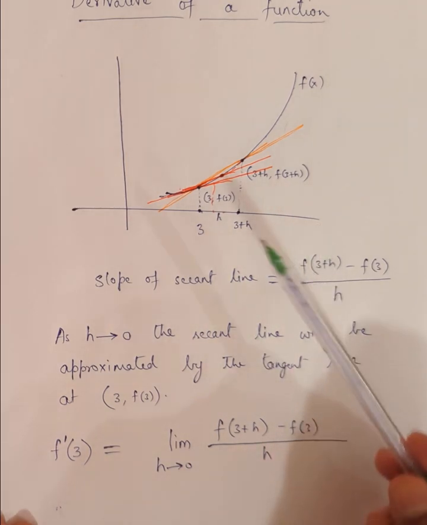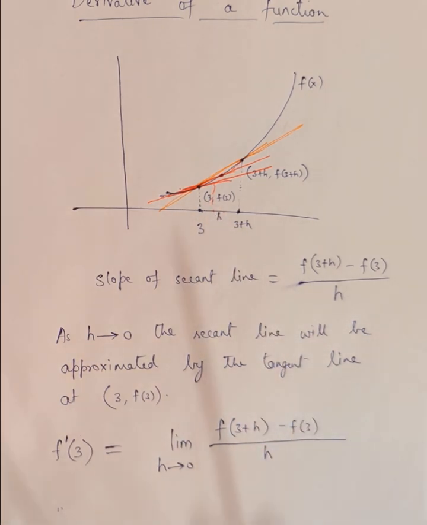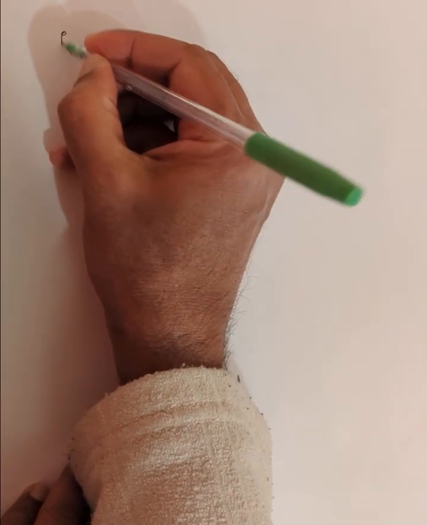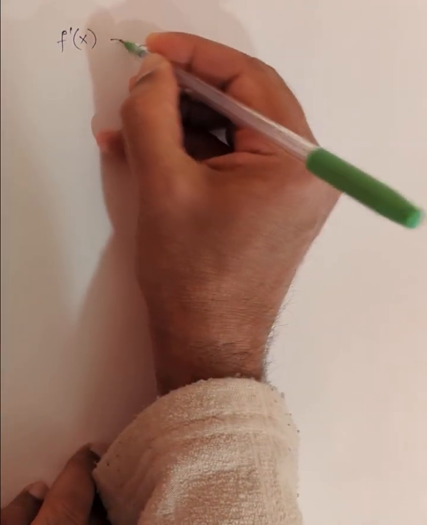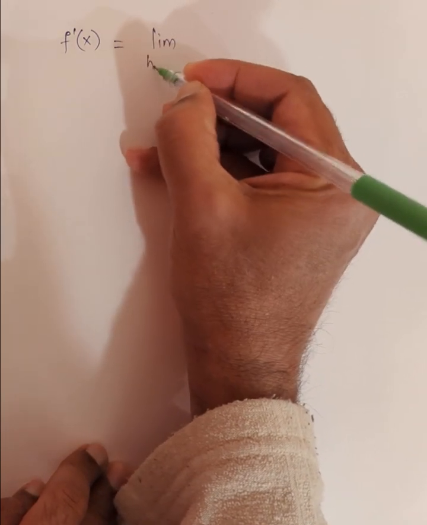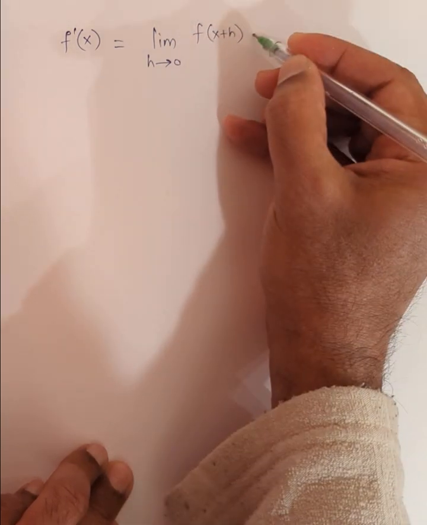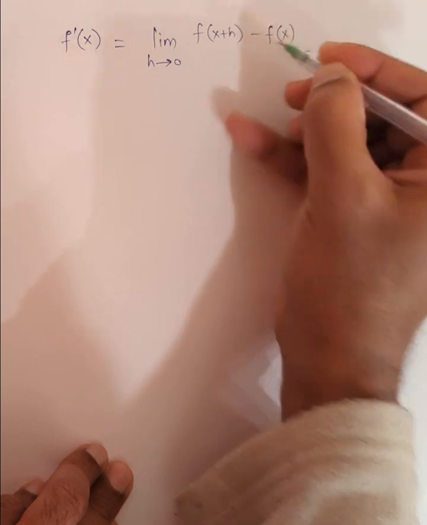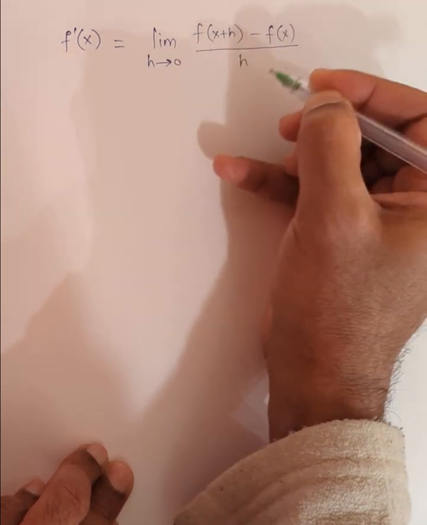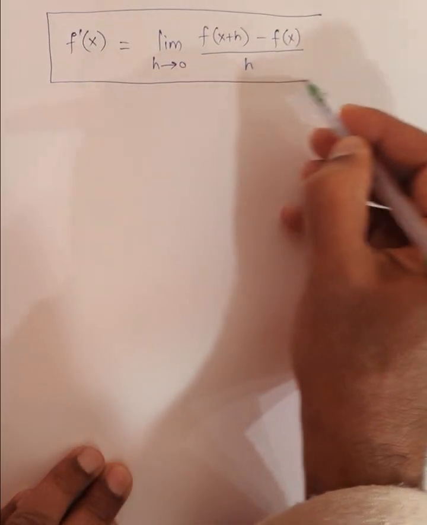Now I chose 3, but you could have picked any point in the domain. So when you write the derivative at x, you would say that the derivative at x is denoted by f prime of x, and that will be equal to the limit as h approaches 0 of this fraction, f of x plus h minus f of x, divided by h. And that's the definition of the derivative.